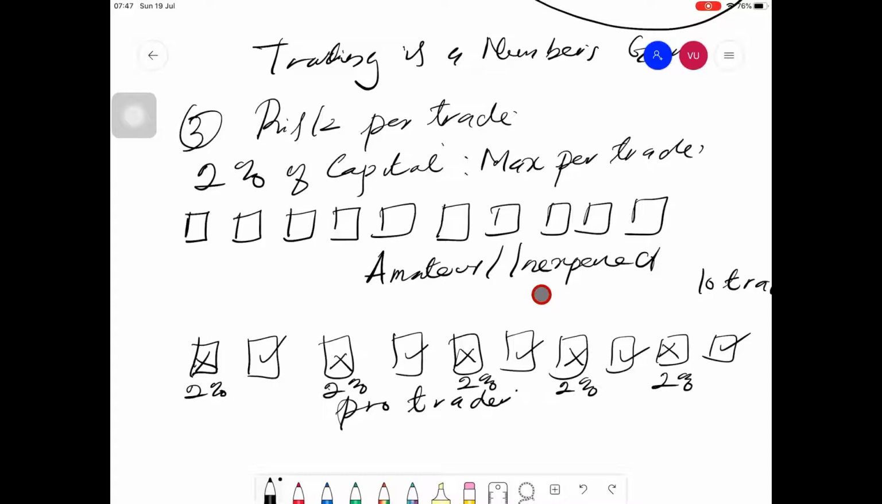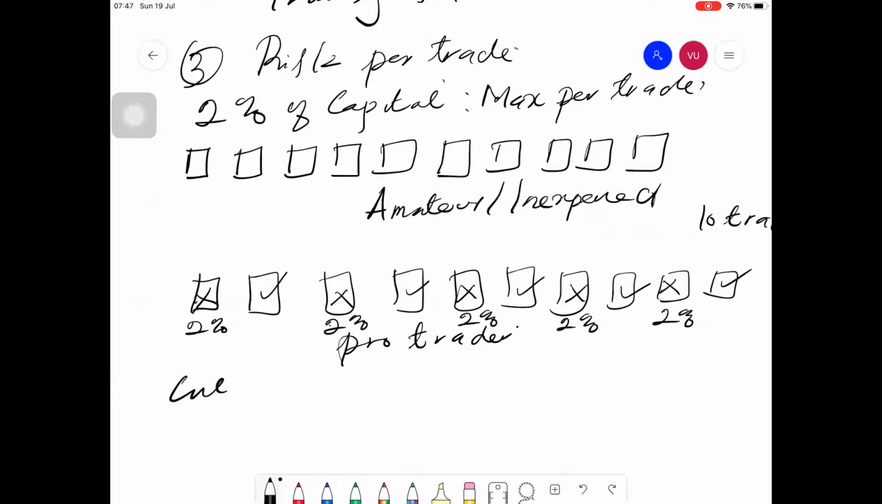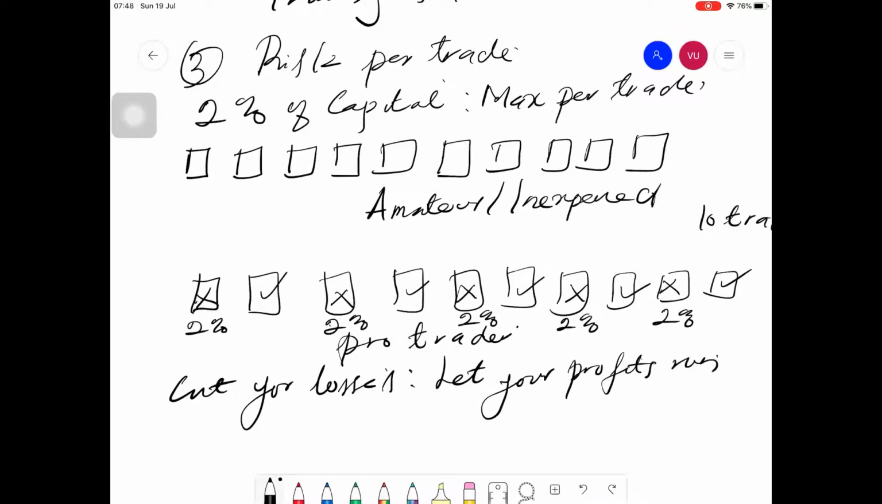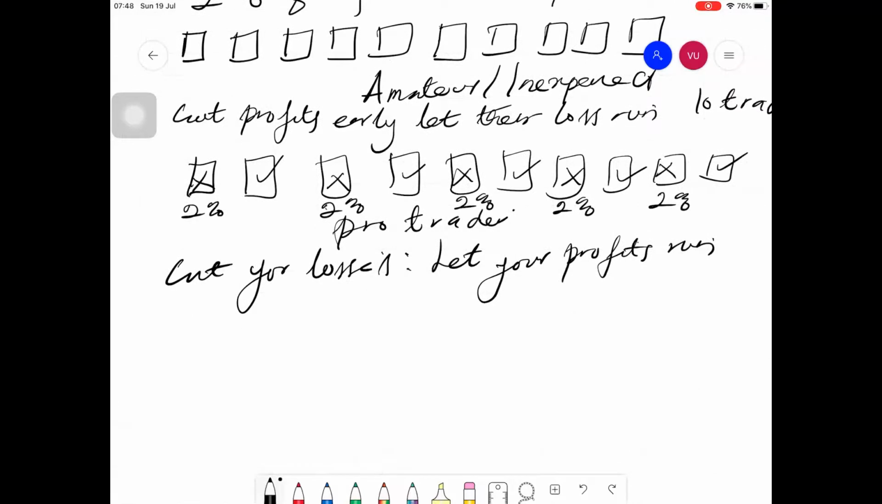You know, the idea is to cut your losses, and then let your profits run. This is how professional traders trade. But how do amateur traders trade? They cut their profits early and then they let their losses run. Most beginner traders start with that mindset, so your job as a beginner trader is to make the paradigm shift, make a mind shift.